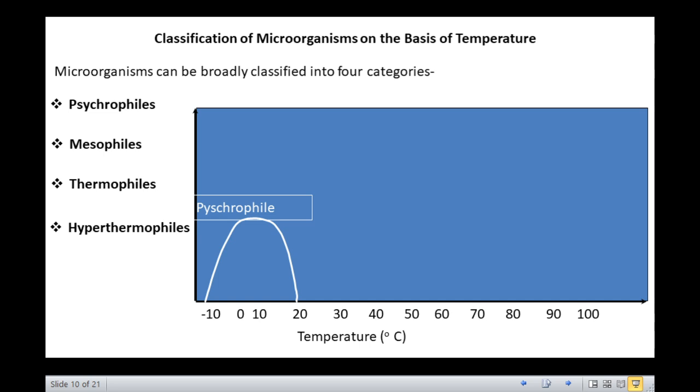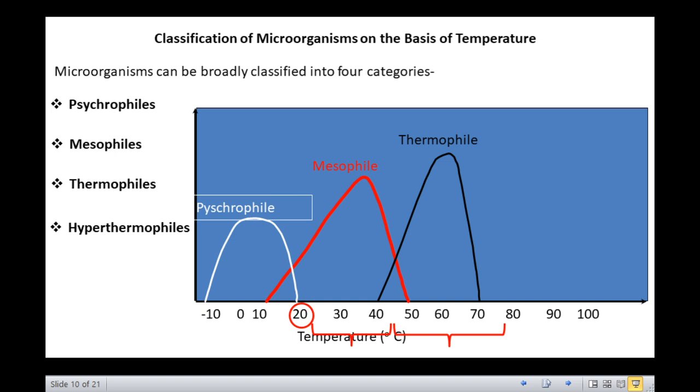Psychrophiles have a temperature optimum below 20 degrees and cannot grow above this temperature. Mesophiles are organisms with an optima in the 20 to 45 degrees range, and thermophiles have an optima from 45 to 80 degrees. Finally, those with the temperature optima above 80 degrees are called extreme thermophiles or hyperthermophiles.